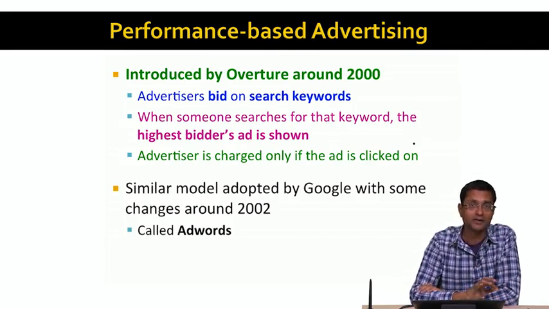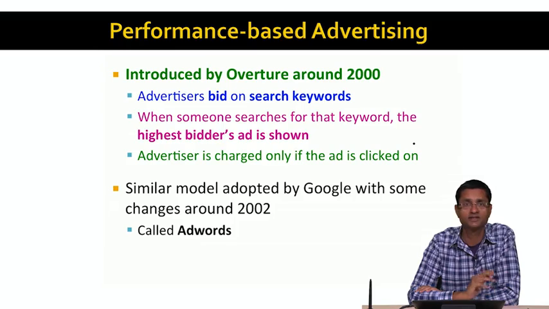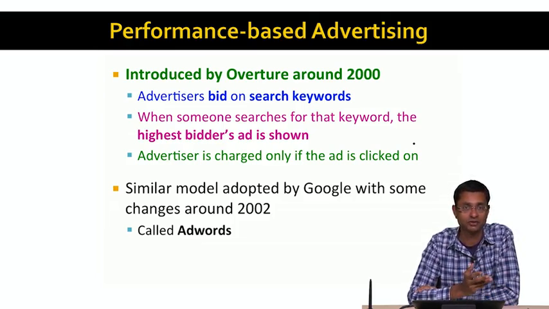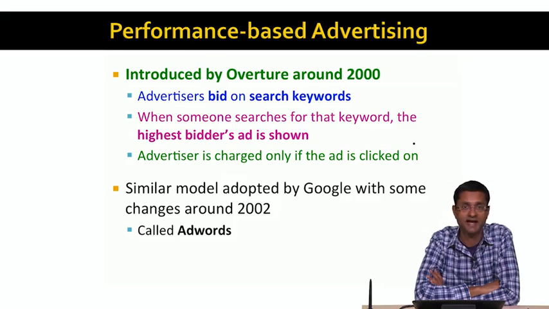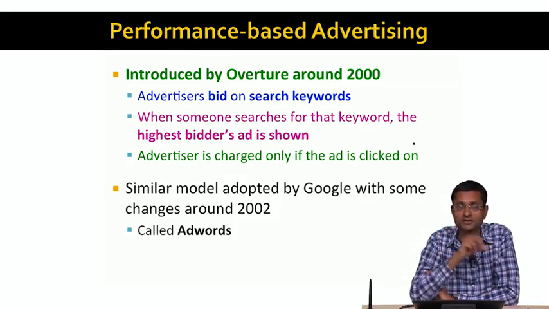However, Google, which was another search engine getting started at roughly the same time, adopted a very similar model to Overture's around 2002, and they called it AdWords. We're all familiar with AdWords when we search on Google today, when we see these ads on Google, which are ads that are targeted to the searches that we do.